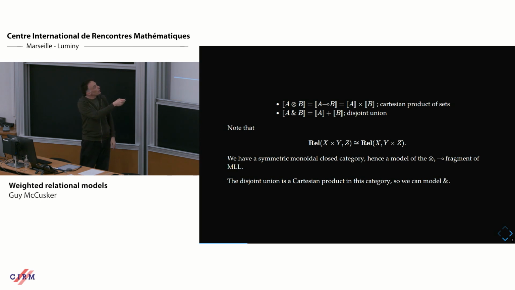And we have a Cartesian product because this thing here is a categorical product, so we can model the with. So that's how that goes. And that's the relational model of linear logic.